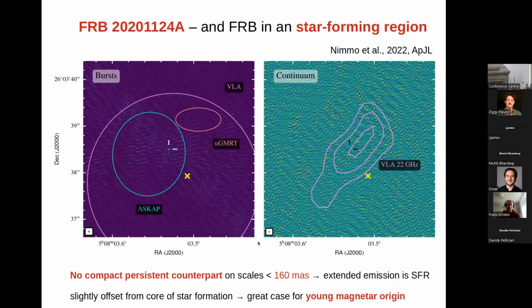Here's another interesting point of the longest baselines. This is FRB 2020-11-24A, also one of the very active repeaters. The first localizations, shown here in green, magenta, and pink, had regions that all overlapped, and there was a claim of persistent emission. But thanks to the long baselines, we could show here on the left the dirty map of the localization, and on the right in color the deep map. This is, I think, 4 or 5 hours of integration on source, showing there is no persistent radio emission. Overlaid are the 22 gigahertz contours where you do see extended emission. So obviously there's some star formation happening, but no persistent radio source.